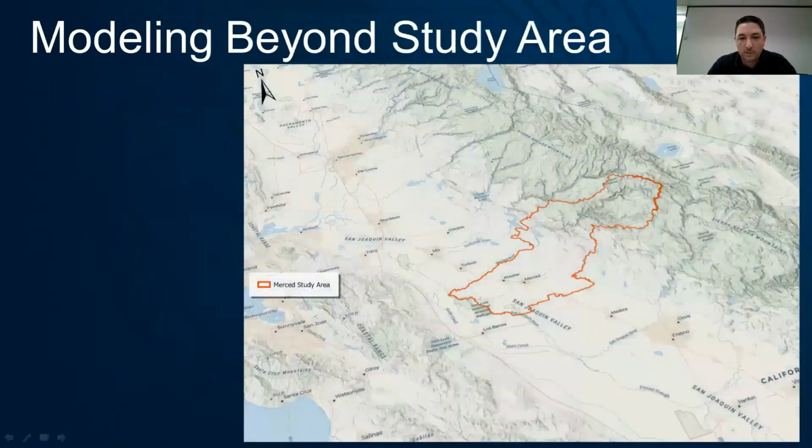So let's start with the San Joaquin River, the Central Valley here. We've got City of Fresno down here. City of Merced right here. Stockton, the Delta. If anyone's familiar, Los Banos, that's where I'm from right there. And this is our study area for the Merced study.